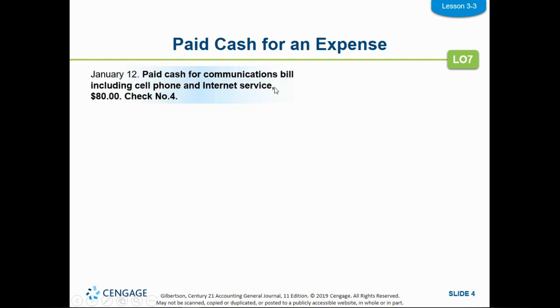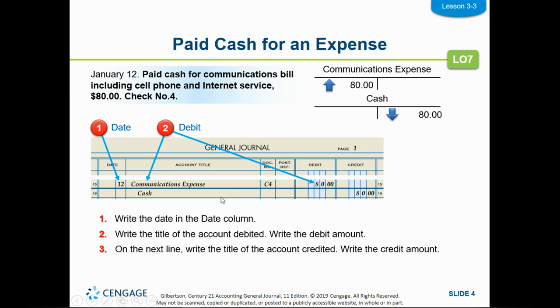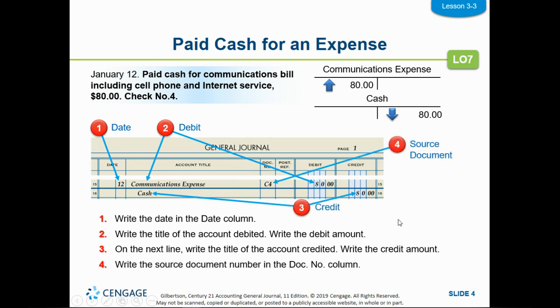Paying cash for an expense: communications bill, cell phone and internet service. Communications expense is going to be our debit. Remember from what I said a minute ago, expenses decrease owner's equity, so they have a debit balance, and cash is going to go down with a credit. So we have the date, the 12th, communications expense, the debit on the line, cash is the credit, and our check number, C4.